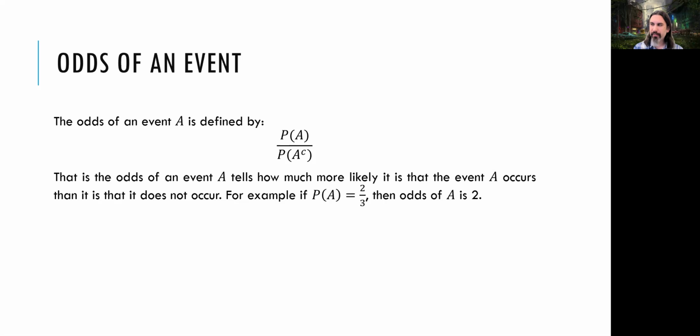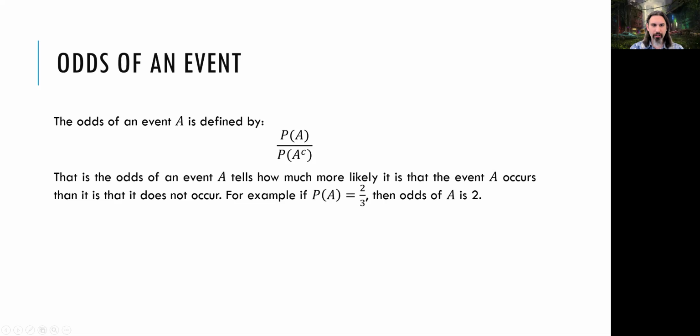So, for example, the odds of an event A is defined by the probability of A occurring over the probability of A not occurring, or the complement of A occurring. This is the odds of A. For example, if A has a probability of 2/3, 66% of occurring, then the odds of A is 2, because the probability of A not occurring is 1/3. So 2/3 divided by 1/3 is 2. We usually don't use the odds notation, but in case there's a question talking about the odds, it's talking about this one, okay? This division.